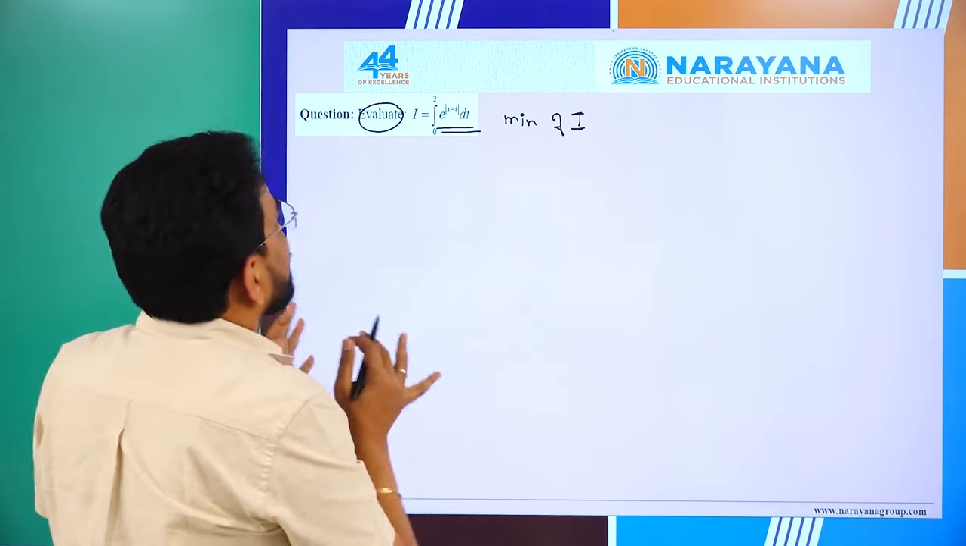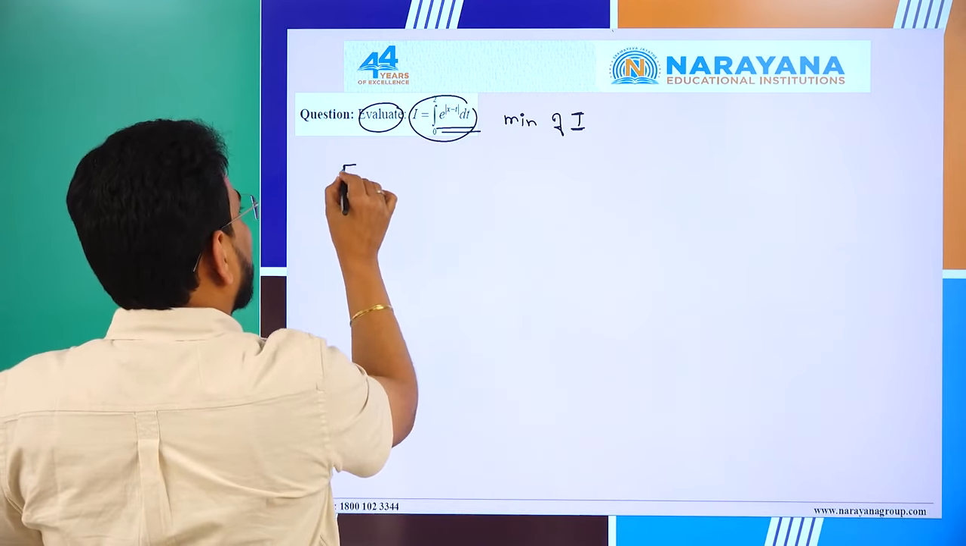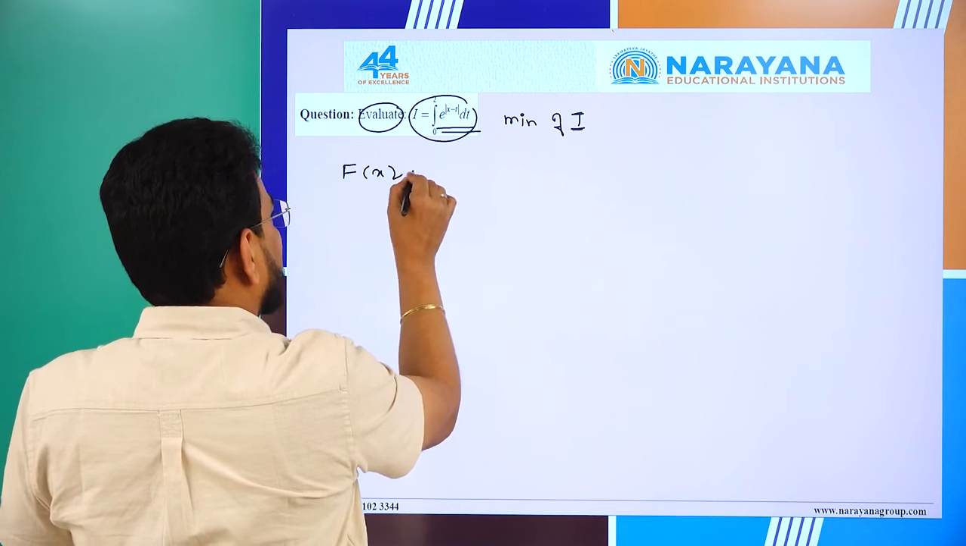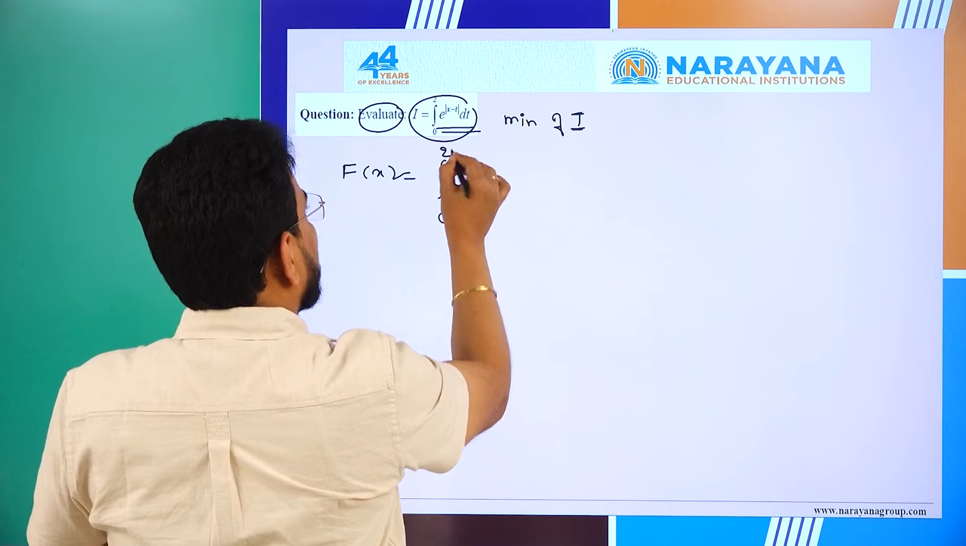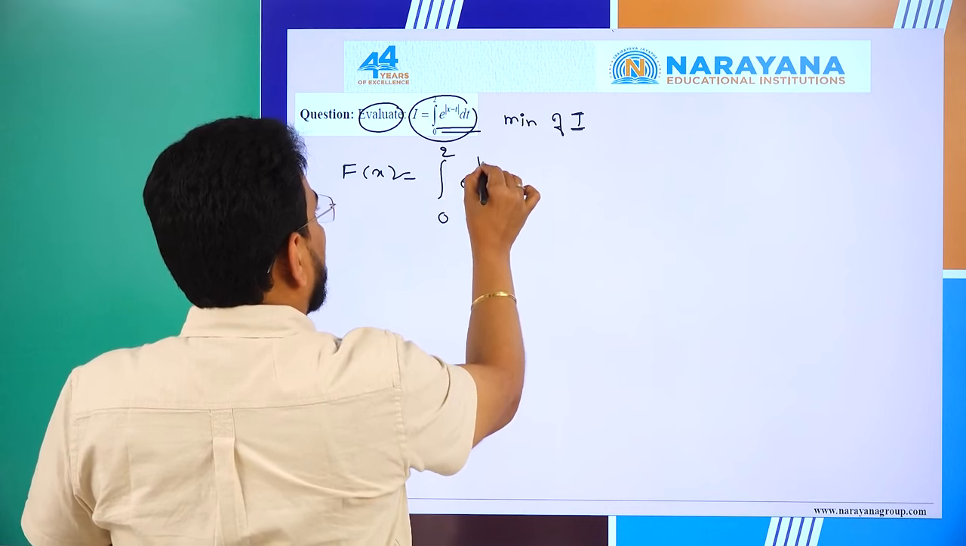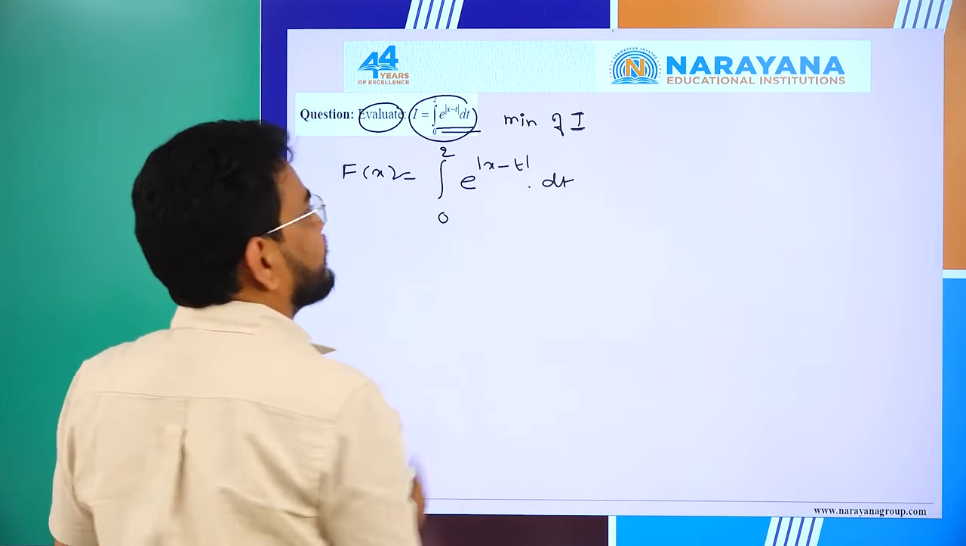So how are we going to deal with this one? Here what I'll do is I will redefine. I'm assuming this question should be f of x is equal to integral 0 to 2 e power modulus of x minus t dt.